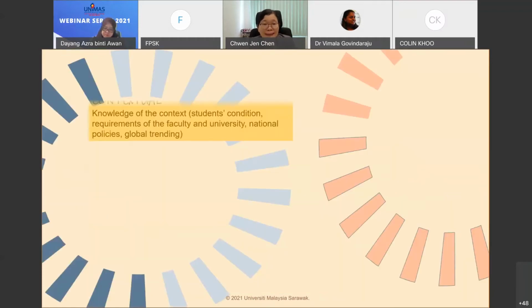Now, the next thing that we talked about is the contextual knowledge, right? It's basically, as I mentioned just now, knowledge of the context. For example, the students' conditions, the requirements from faculty, from MQA, from university, from national policies, and even the global trending can actually inform us of our design, right?